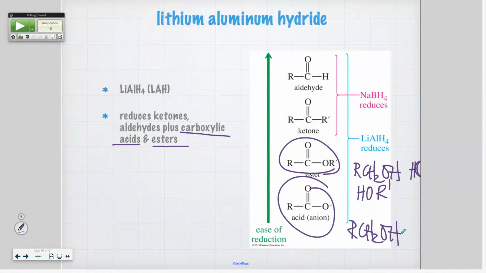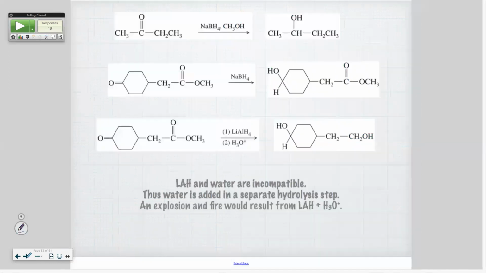So if you have both things in one compound, you can pick how you want to reduce them to some degree. Off the top of my head, I don't know a way to reduce just an ester and not the other two. These are harder to reduce. Typically, lithium aluminum hydride is considered the more reactive of the two reducing agents. All right, so up here, those little pictures weren't supposed to be there.